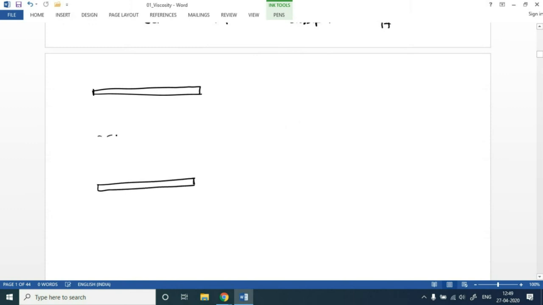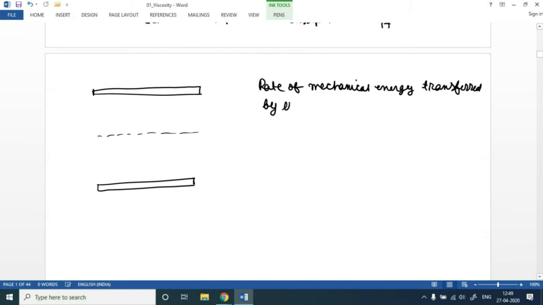Okay, and let's imagine this layer of liquid to be divided in two parts. So what we are required to find out is, what is the rate of mechanical energy transferred by the upper half of the liquid to the lower half of the liquid.